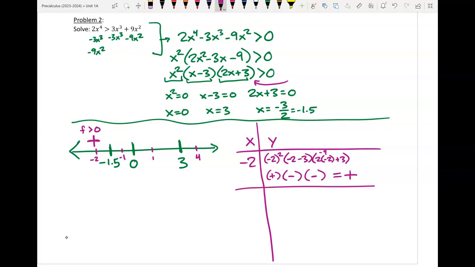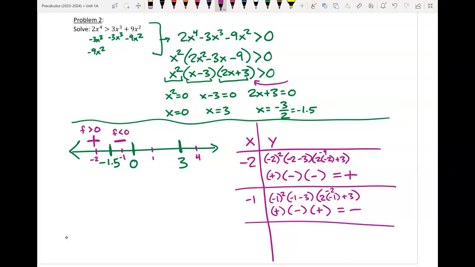All right, let's do our next one, -1. So I have -1 squared, that's -1 minus 3, and 2 times -1 plus 3. So that's again going to be positive. Here is still negative. And here that's a -2 plus 3, and now that becomes positive. So all that is going to be a negative. So here we are less than 0.